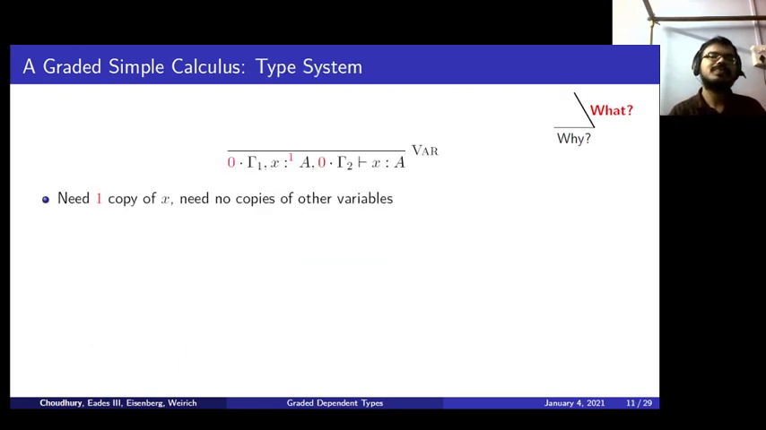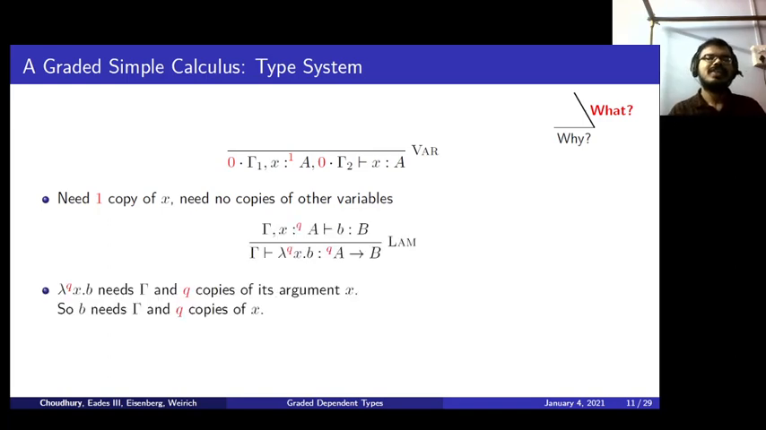First, the variable rule. So we have x. It needs one copy of x. We don't need any other variable here, so they appear at grade 0. Now the lambda rule. The lambda term needs context gamma and also q copies of its argument x. So the body of the lambda, b, needs gamma and q copies of x. So the function k that we saw can be assigned this type, and k can be written in this way.